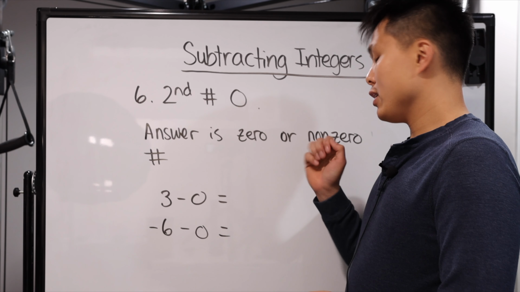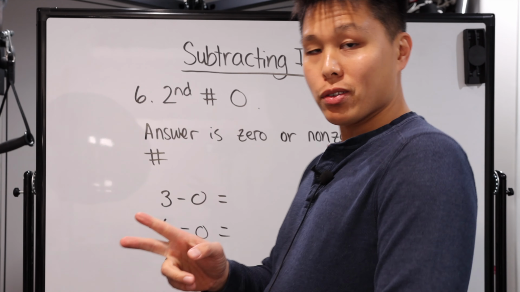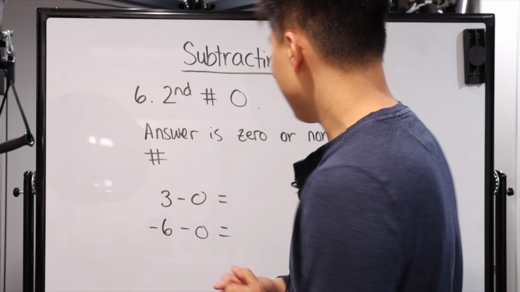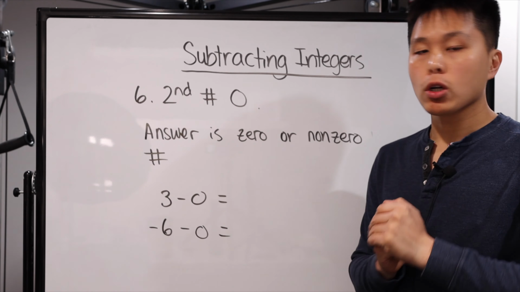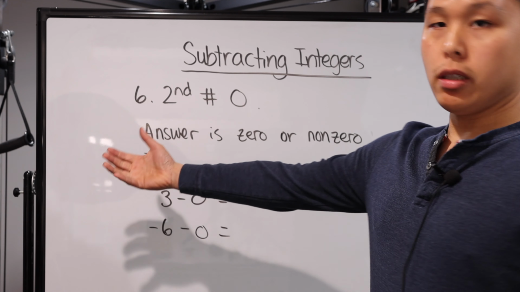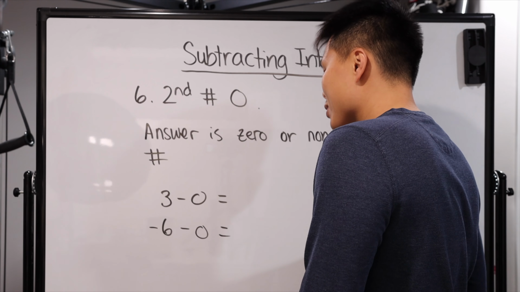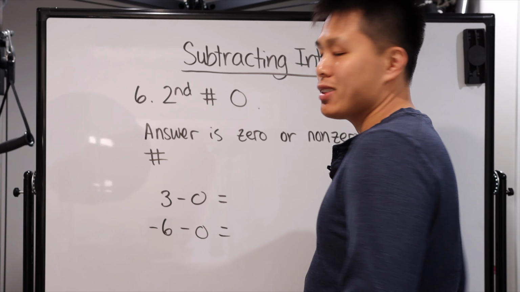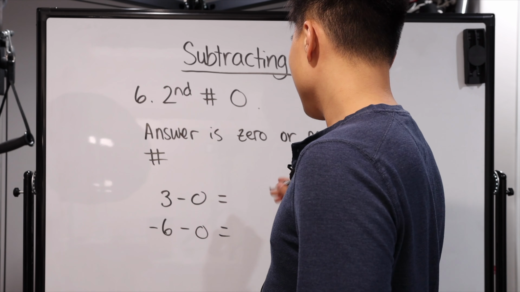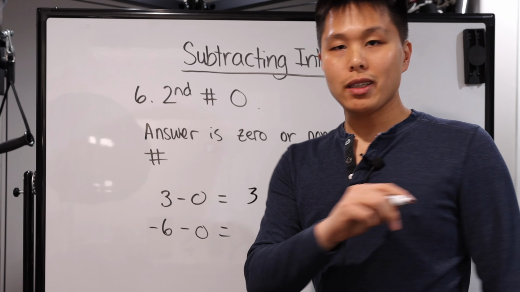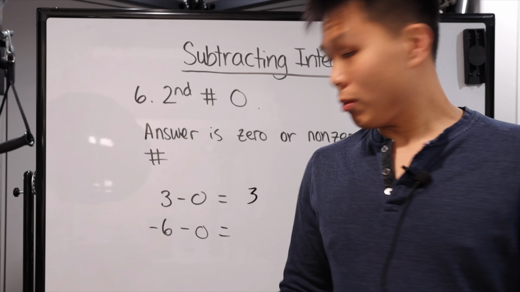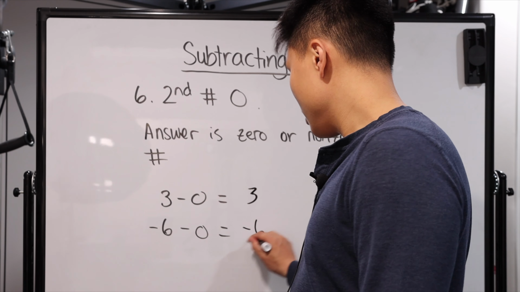All right, so the last case, the second number is 0. The answer is either 0, if both of them are 0, so 0 minus 0 is always 0, or it's going to be the non-zero number, which is basically whatever is not 0. Fairly simple. All right, so the first one, 3 minus 0, well, guess what? That's a non-zero number. The non-zero number is 3, so the answer is 3. The second one is a -6 minus 0. The non-zero number is a -6, so the answer is -6.